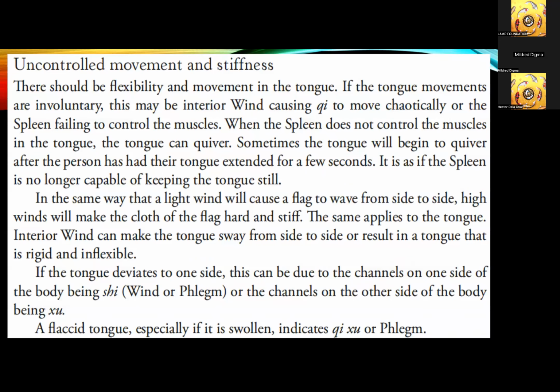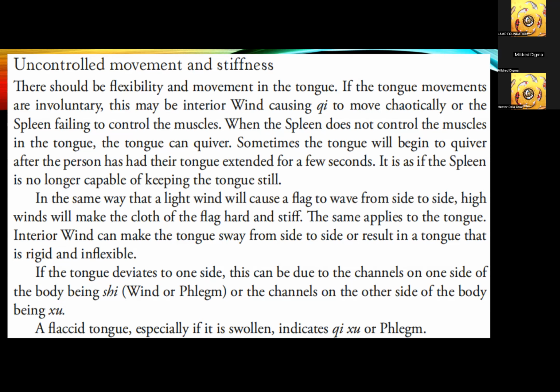Uncontrolled movement and stiffness. There should be flexibility and movement in the tongue. If the tongue movements are involuntary, this may be interior wind. And this will cause the qi to move chaotically or the spleen failing to control the muscles. When the spleen does not control the muscles, the tongue can quiver.